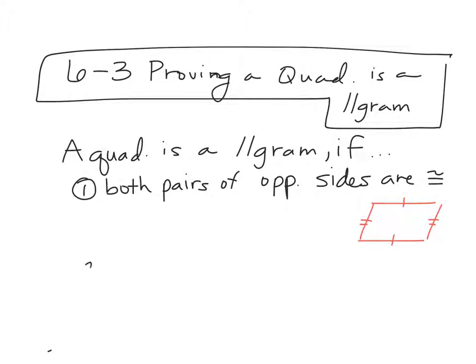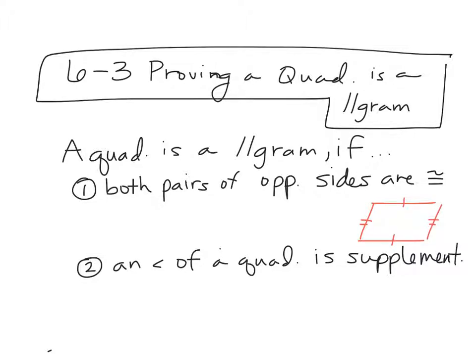Number two, a quadrilateral is a parallelogram if an angle of a quadrilateral is supplementary, we'll just add that, is supplementary to both consecutive angles. What is consecutive again? Next to, the ones next to it.